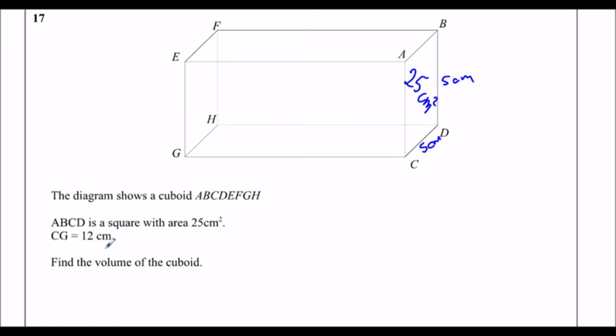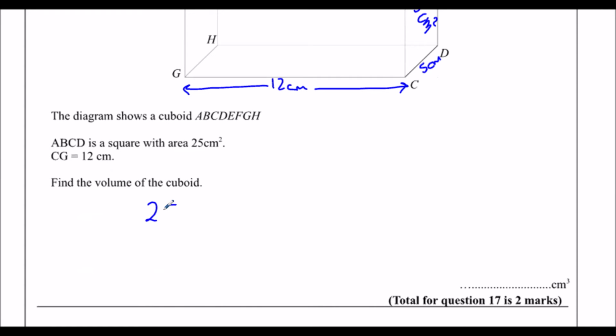C to G is 12 centimeters. Find the volume of the cuboid. Oh, so we didn't actually need to know these lengths. Volume of the cuboid is the area of the cross section times how far back it goes. So the area of the cross section times the length, 25 times 12. And that's 300 centimeters cubed.